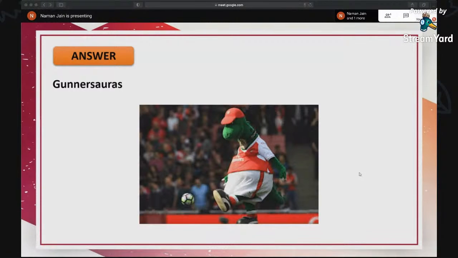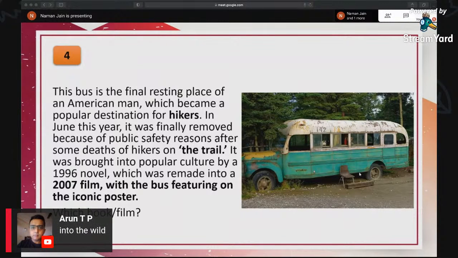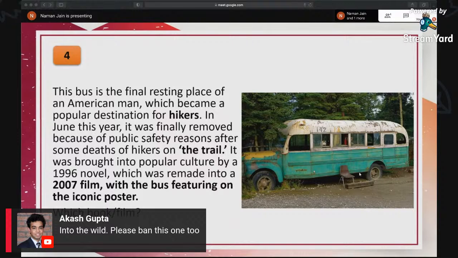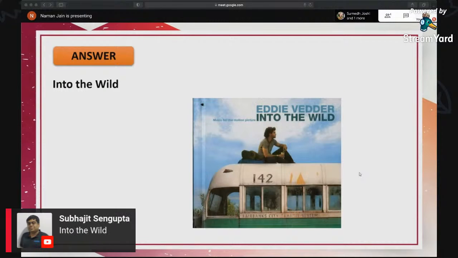So, moving on, question number 4. Which iconic book or film, which the bus featured on the poster of the film. Into the Wild, Arun, Akash, Shubhojit, yeah, Akash, it will be banned. If you can give our question setters more content on transformations, we'll ban this one also. The sole purpose of taking this question was the bus was removed. So, yeah, Into the Wild is correct. This is the poster of the movie.